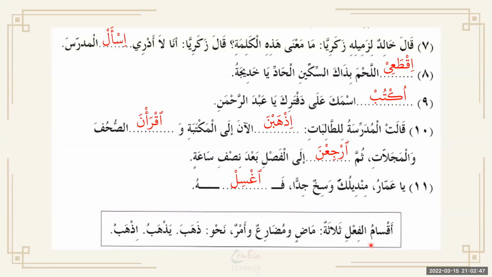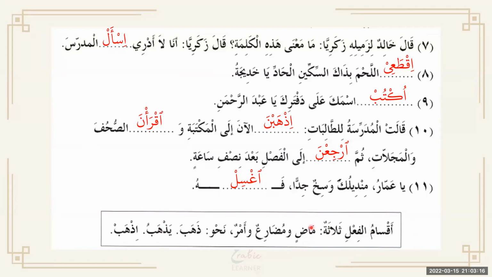Okay. أقسام الفعل ثلاثة. What is the meaning of this? أقسام means types. أقسام الفعل ثلاثة. There are three types of فعل. Okay. ماض ومضارع وأمر.